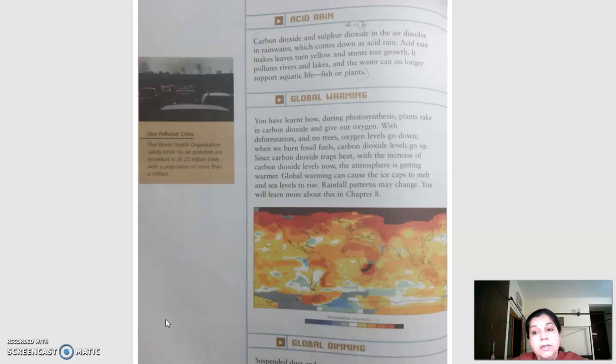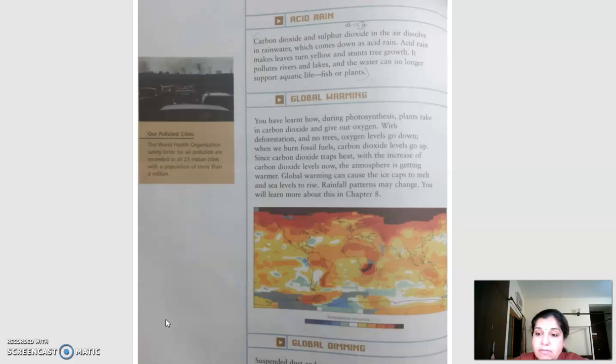And when we burn fossil fuels, that is, our vehicles and our factories are emitting smoke, the carbon dioxide increases and the oxygen decreases. And as I said earlier, carbon dioxide traps heat. Now the carbon dioxide is increasing in the atmosphere, so the atmosphere is trapping more heat than required. And this is called global warming.